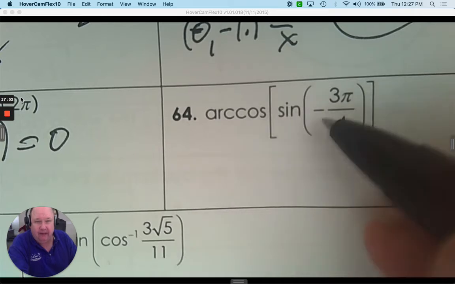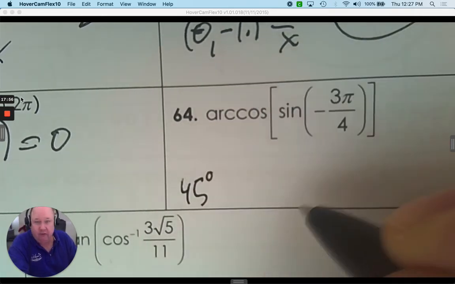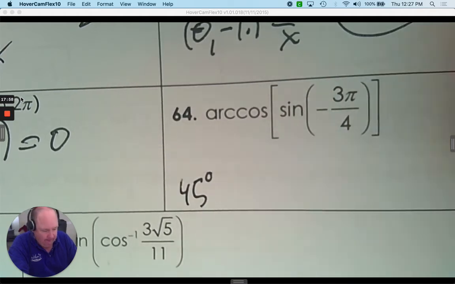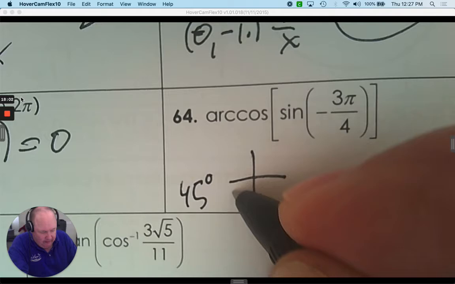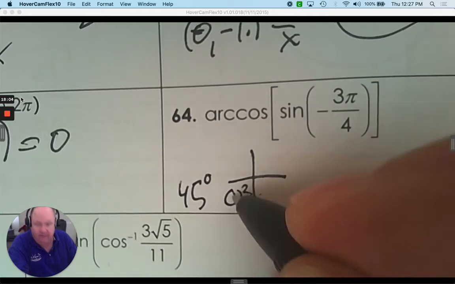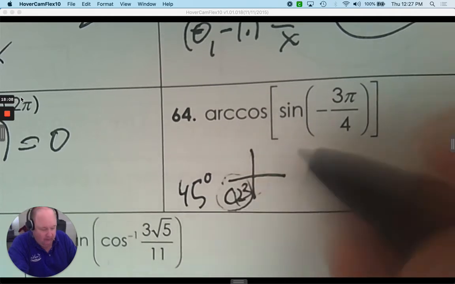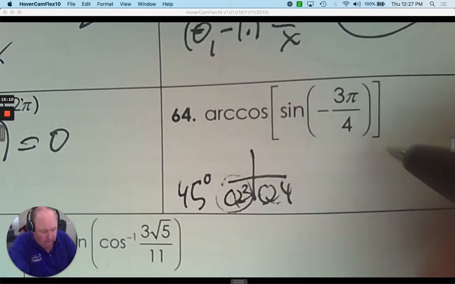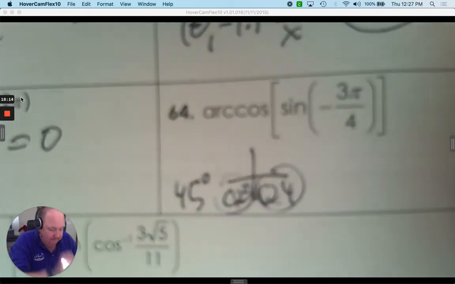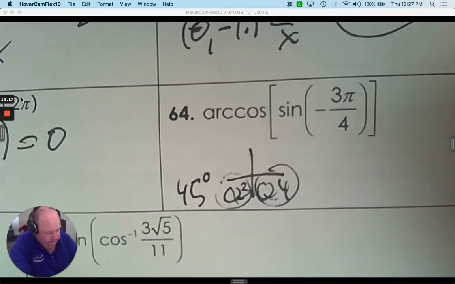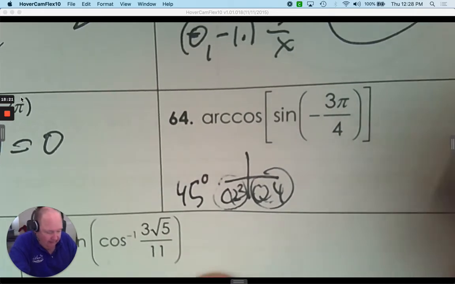The value of sine at negative 3 pi over 4. So that's a 45 degree angle. Know what quadrant we're in. So negative 3 pi over 4 is going this direction. It's in quadrant 3. So sine is negative there. So we're going back to quadrant 4. So it's negative 45. But ultimately, I just need to know the y value.